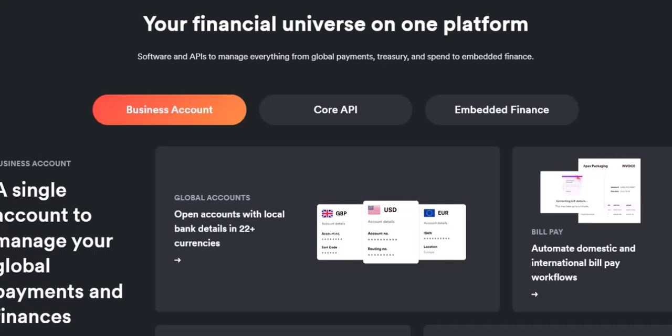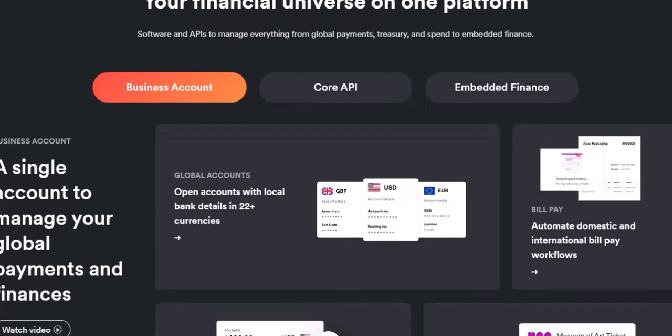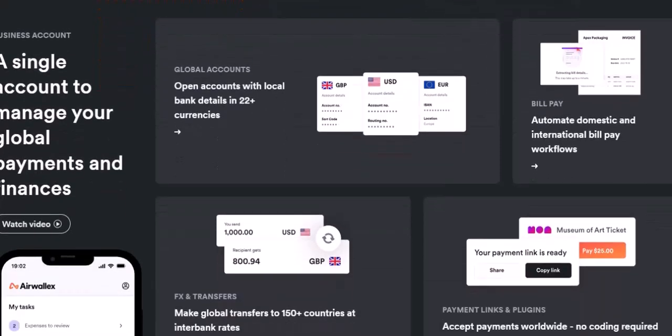Pro tip, mastering those transfer fees. Airwallex, like most financial platforms, has transfer fees. But fear not, there are ways to minimize the sting. Transfer amount: larger transfers typically come with lower fees per dollar transferred. Transfer method: sometimes slower transfer methods, like bank transfers, have lower fees compared to faster options.